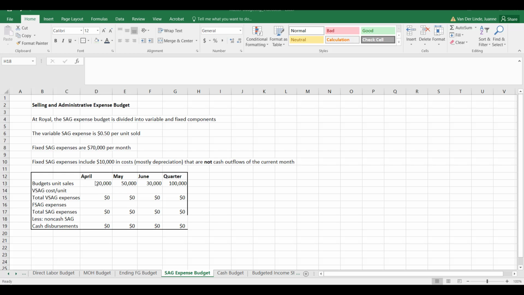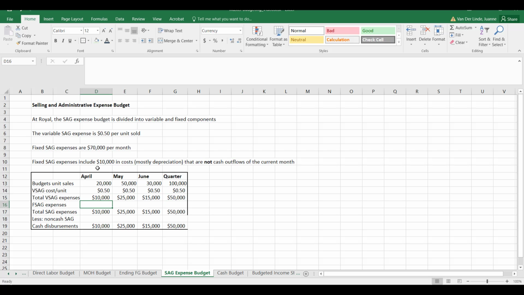So here we have the budgeted unit sales for each month and for the whole quarter. So all we're going to do is plug in the variable selling and administrative cost per unit here, and we're going to multiply that by the unit sales for each month to find the total variable SAG expenses. So I'm just going to plug in 50 cents here, and 50 cents times 20,000 units is $10,000 in total variable SAG expenses for April. And I'll do the same for May, for June, and then for the quarter.